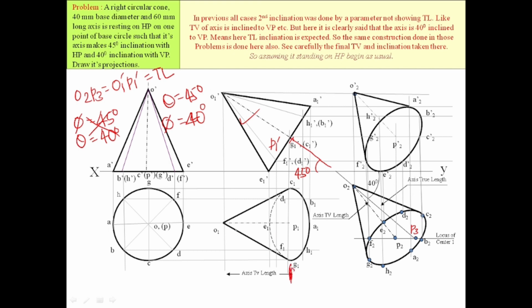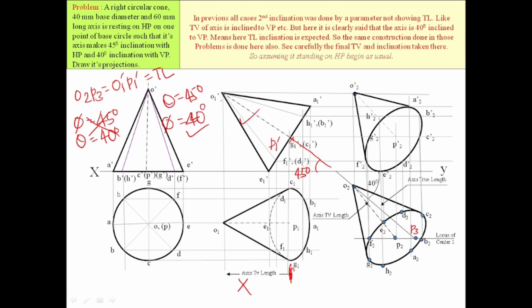Here O1 P1 is not in true length, so we can't take this 40 degrees as the angle between O1 P1 and the XY line, because O1 P1 is not in true length. For that purpose, we can represent O2 P3 equal to O1 dash P1 dash. That must be in true length. Then after that we can represent the locus.